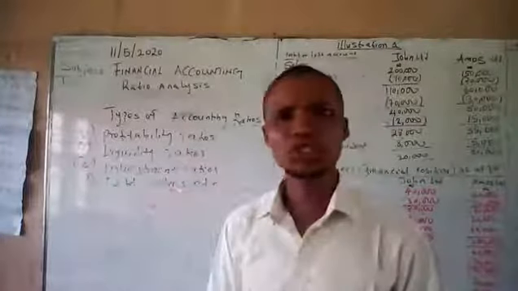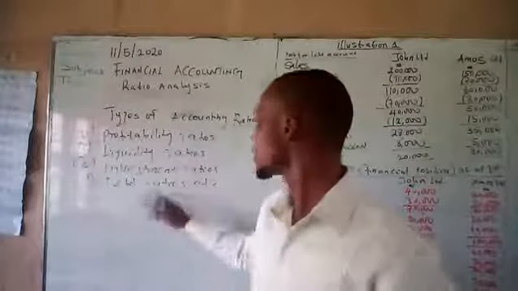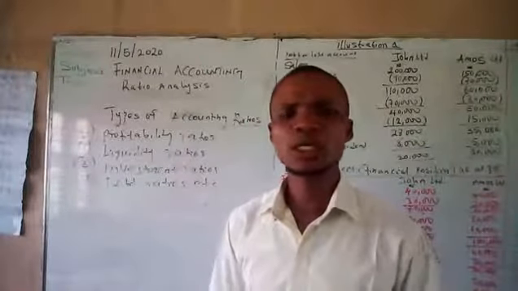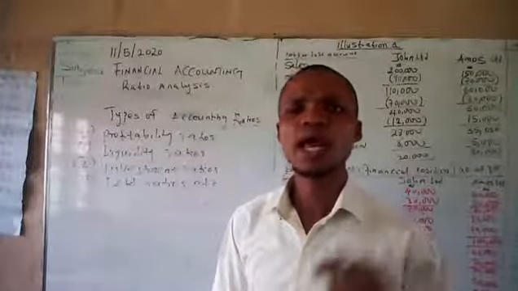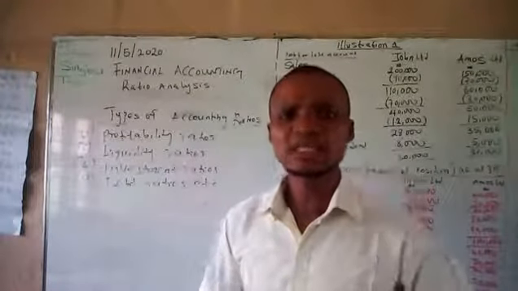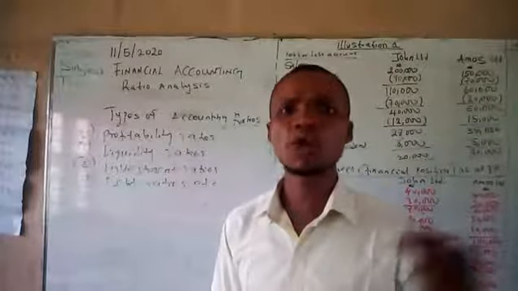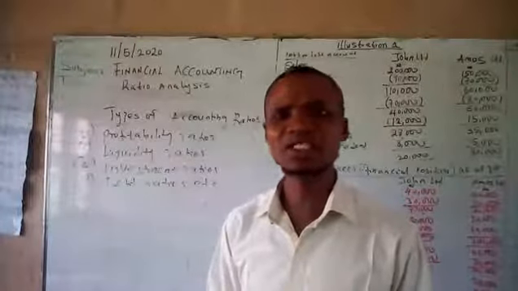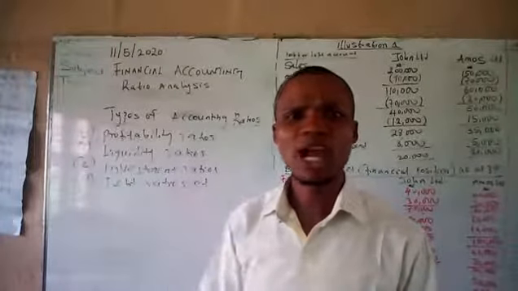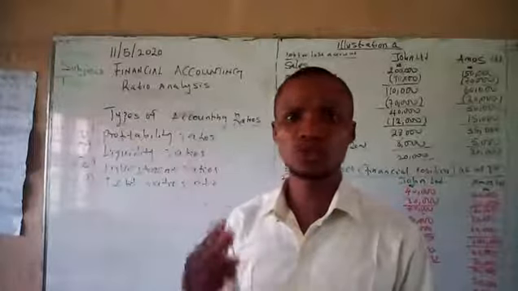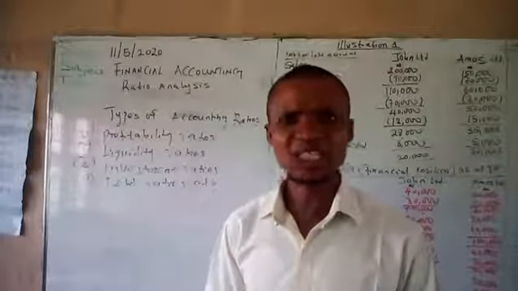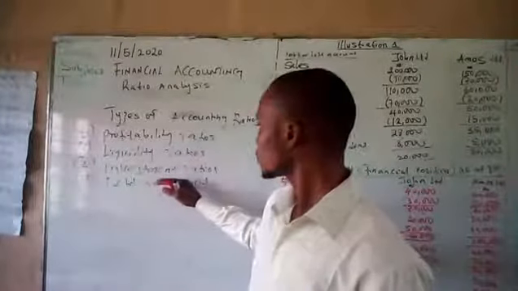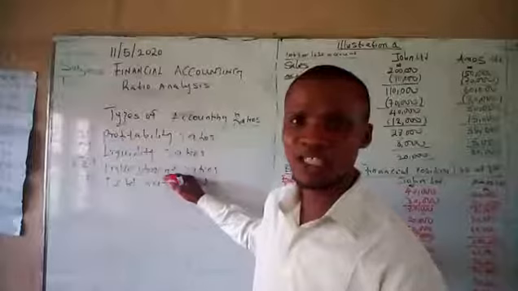We have investment ratios. Investment ratios are financial ratios that enable potential investors or existing investors to decide whether to sell their investment or to invest more in a company. We have earnings per share, dividend per share, dividend cover, price earning ratio, earnings yield, dividend yield, and so on. So it enables investors to make investment decisions.